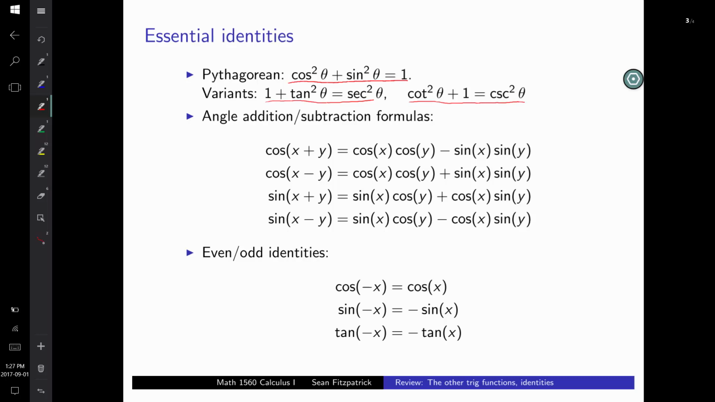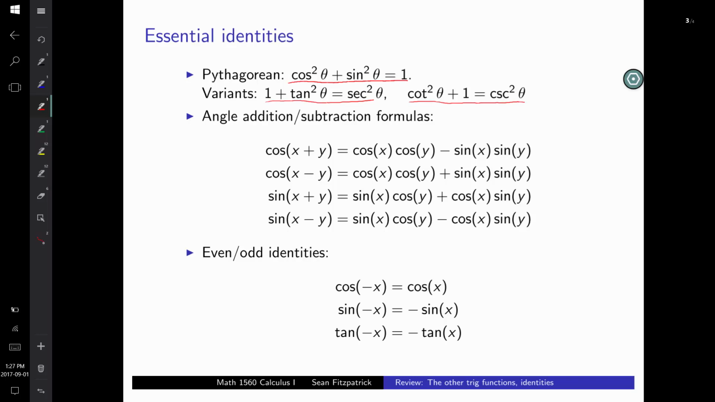So how do you deal with cosine of the sum of two angles, or the difference, sine of a sum or a difference? Well, you need these identities here, right? And again, they look a little bit intimidating at first, but as you use them repeatedly, eventually they just sink in and you use them without even thinking about it.